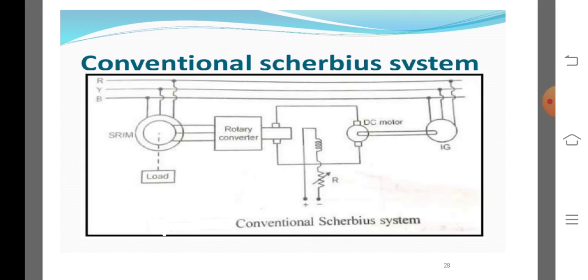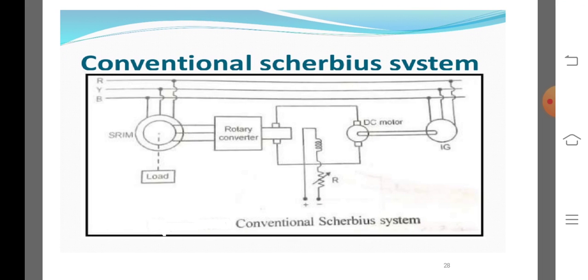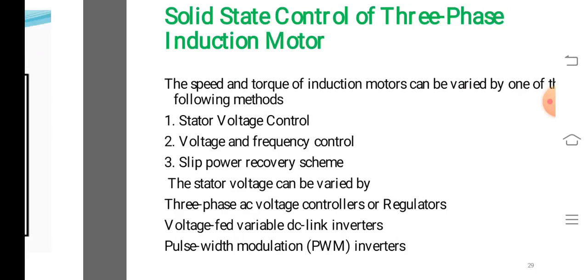And this is the conventional Kerbeus system schematic diagram. This schematic diagram also shows that the energy is not converted into DC. So it's also very important and essential.